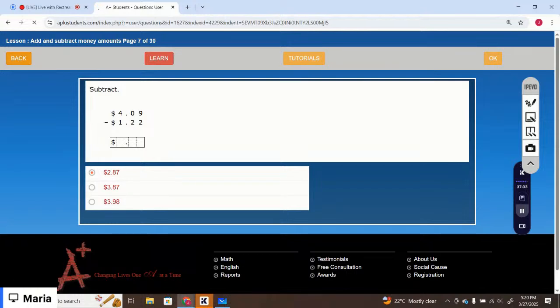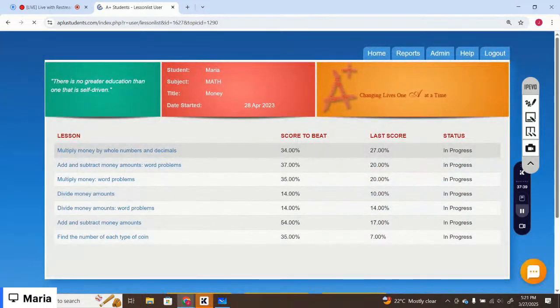It is great. So we were working on grade 6 math. The chapter we're working on is money. The lessons we have covered today are add and subtract money amount word problems, multiply money word problems, divide money amounts, divide money amount word problems, and add and subtract money amounts. So please make sure before the next session you complete all the practice questions for the lessons we just did. That is your homework until the next session.